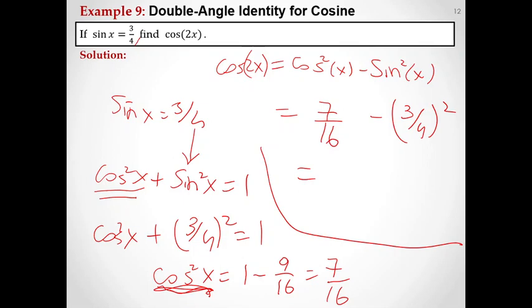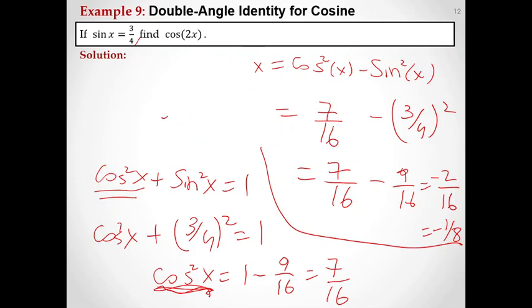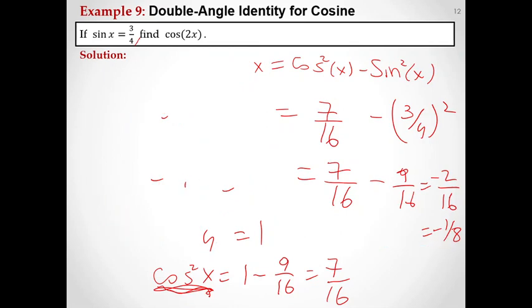We already found it. It will be 7 over 16 minus 9 over 16, and this will give you negative 2 over 16, which, after some simplification, is minus 1 over 8. And let's see how it goes in the slide.